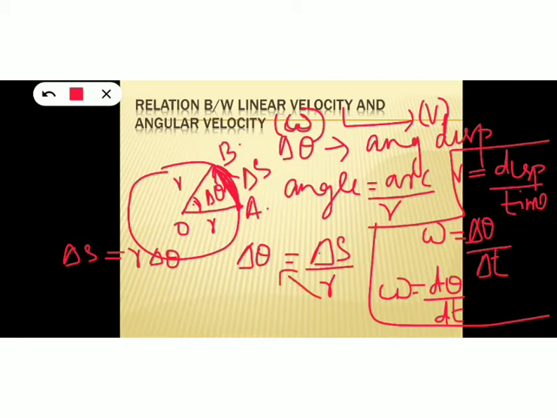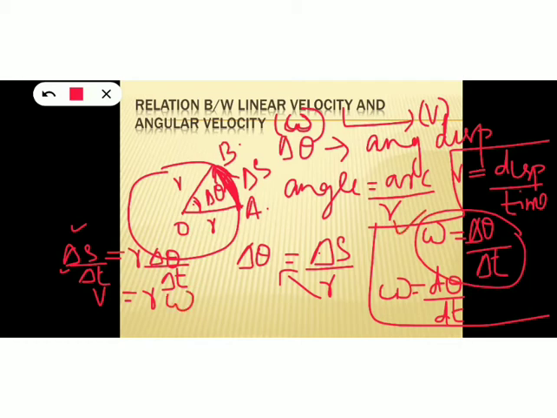Now divide both sides by delta t. So delta s by delta t is equal to r into delta theta by delta t. And what is delta s by delta t? Delta s by delta t is linear displacement by time, and linear displacement by time is our linear velocity v, equal to r into delta theta by delta t. The delta theta by delta t is our angular velocity omega.